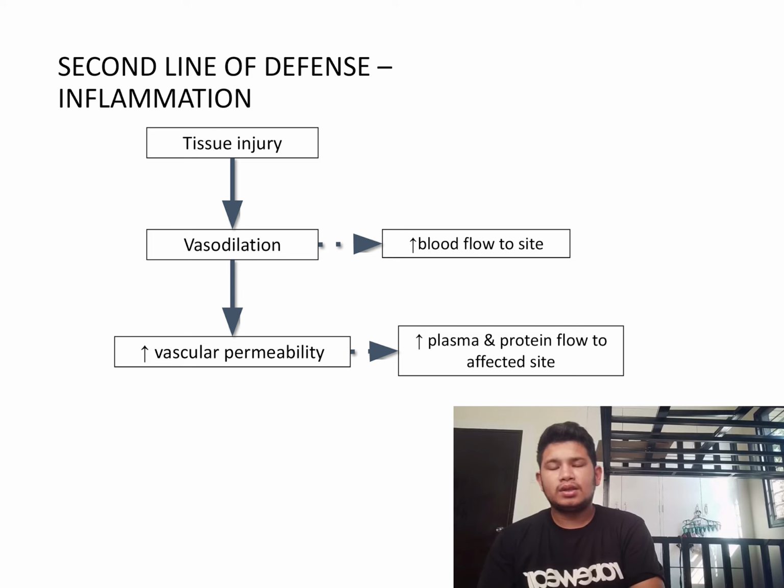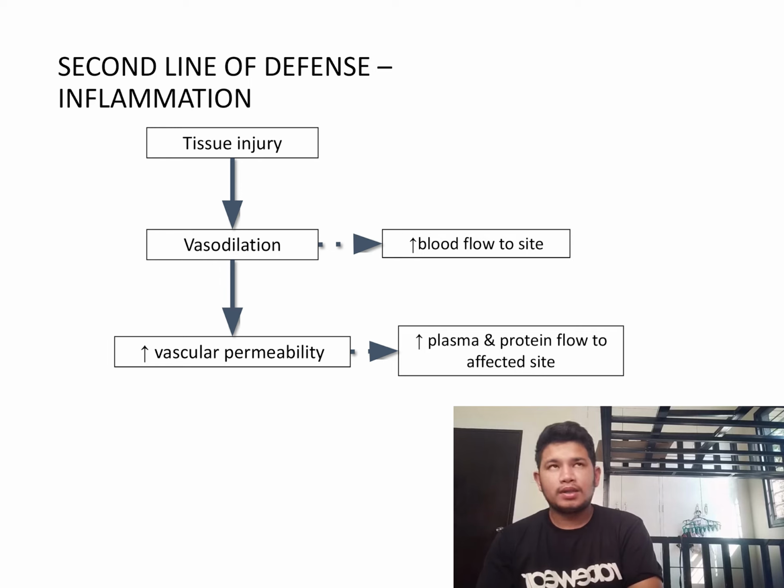Vasodilation is the increased blood flow to an area of the body, bringing more oxygen and nutrients. An example of vasodilation is during exercise, because the body needs nutrients and oxygen. Vascular permeability: plasma proteins flow to the affected area.